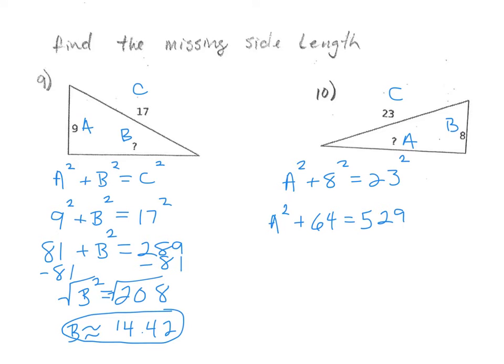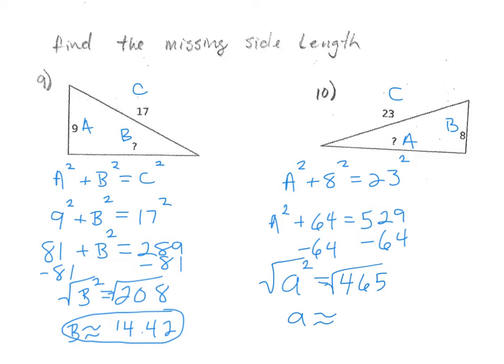And now I want to isolate my A and get this A here by itself. So I'm going to get rid of a positive 64. I'm going to subtract 64 on both sides. So that's going to leave me with A squared is equal to 465. And now I have to take the square root of both sides. So A is going to approximately equal 21.56. And that's how you do 9 and 10.